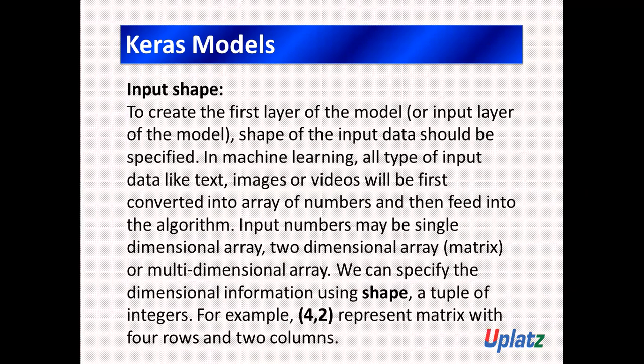Input numbers may be a single-dimensional array, two-dimensional array or multi-dimensional array. So we can specify the dimensional information using shape, a tuple of integers. For example, can you see this one, 4, 2? What does it represent? It represents a matrix with 4 rows and 2 columns.